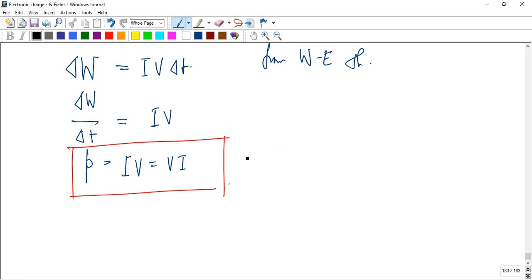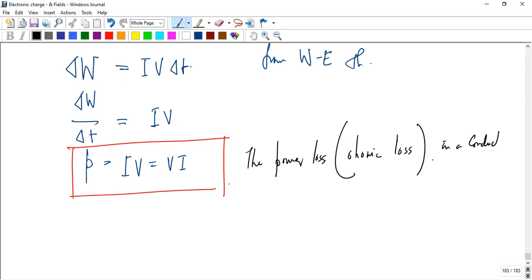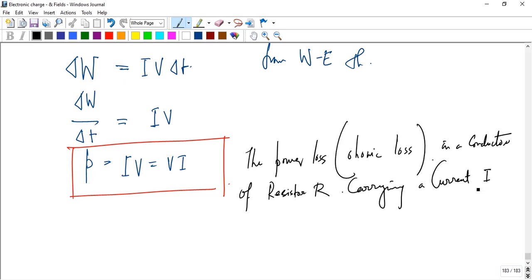This power loss represents the power lost from the heat energy. Another name is ohmic loss. In a conductor of resistor R carrying a current I, the power is heated up.